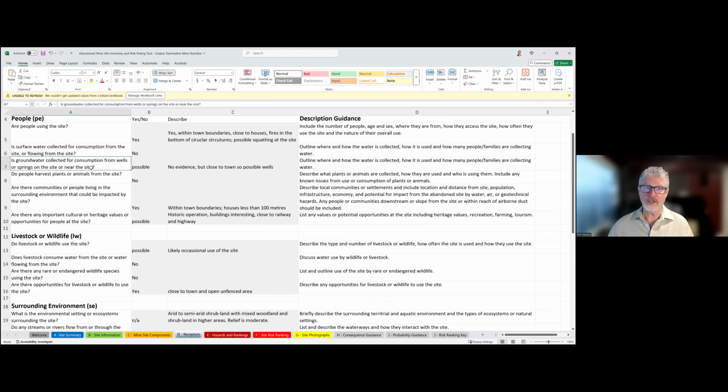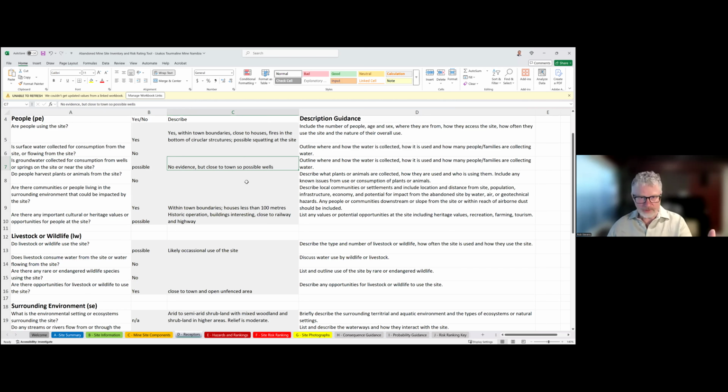Is groundwater collected for consumption from wells or springs near the site? We weren't sure about that, so our answer was possible. That's something that would require more investigation to really get that answer. So we said no evidence, but it's close to town, so it's possible.